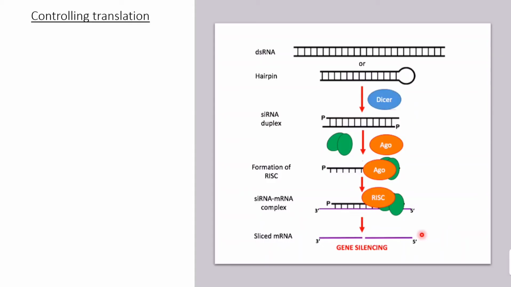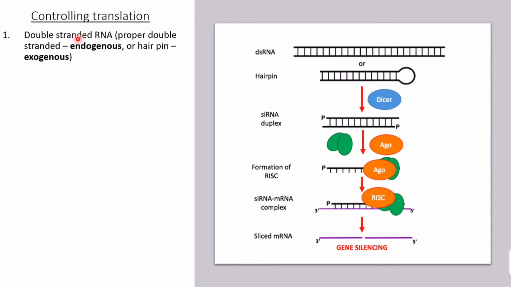So now we're going to have a look at the process of controlling translation. So first we start with double-stranded RNA. And so we can have proper double-stranded RNA, so this is endogenous, so you can see that here, and this is produced naturally by the cell, or you can have hairpin RNA, so this is exogenous, so this is man-made, so this is an RNA strand that's been folded around to make it double-stranded. It's not naturally double-stranded and produced in the cell.